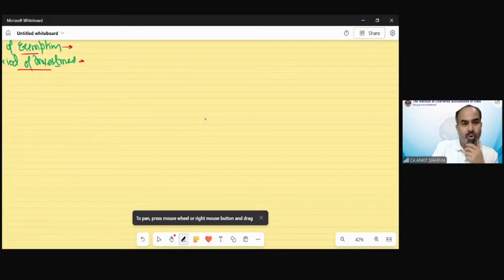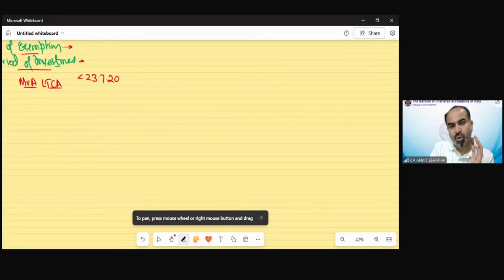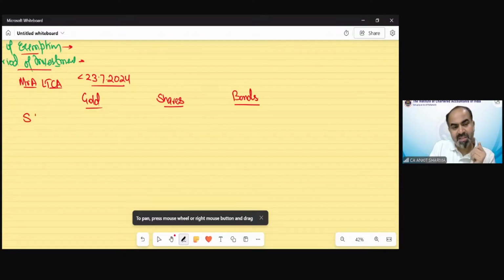Okay, so suppose Mr. A has transferred some assets and they are all long-term capital assets. The transfer took place before 23rd of July 2024. Suppose he transferred gold, shares and bonds. Suppose the sales consideration in case of gold was 100 lakh, in case of shares it was 40 lakh, and in case of bonds, suppose it is 10 lakh.